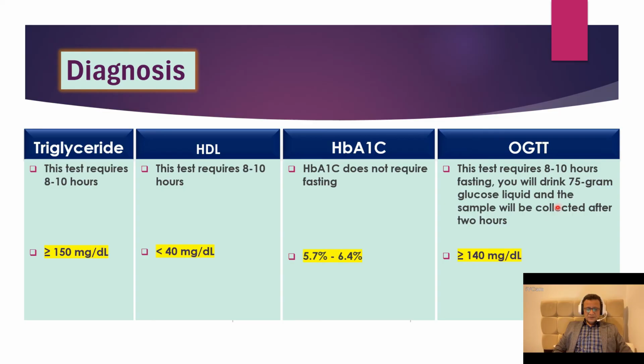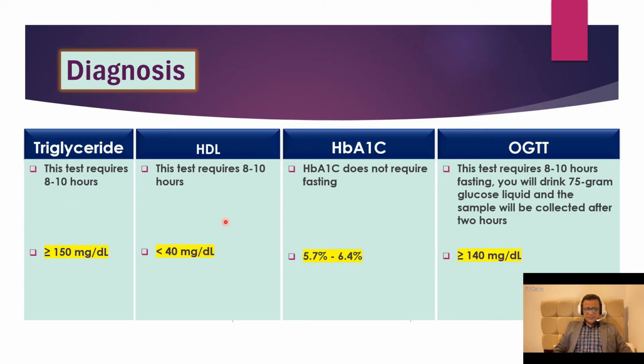Other tests are triglyceride, HDL, HbA1c, and OGTT. Triglyceride is also a fasting test, and 8 to 10 hours of fasting is required. If it is more than or equal to 150 milligram per deciliter, it could be an indication of insulin resistance.